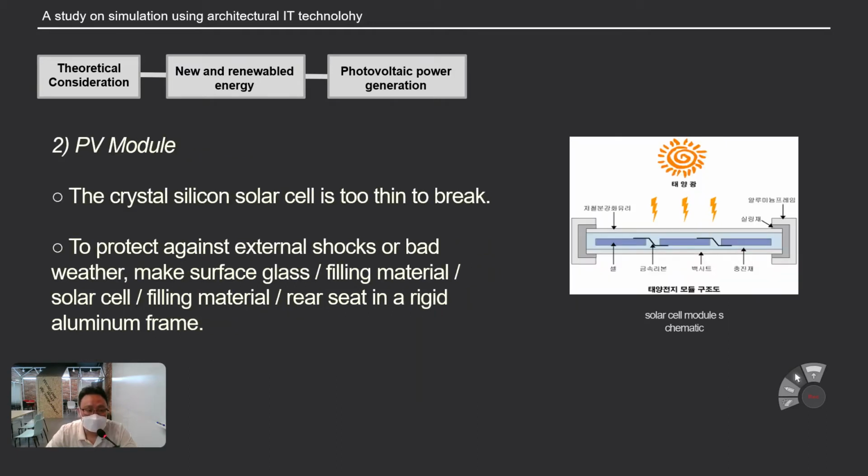The next is the PV module. The crystalline silicon solar cell is too thin and can break. To protect against external shocks and bad weather, glass, filling materials, and the solar cells are set in a rigid aluminum frame. The right picture shows the solar cell module system.